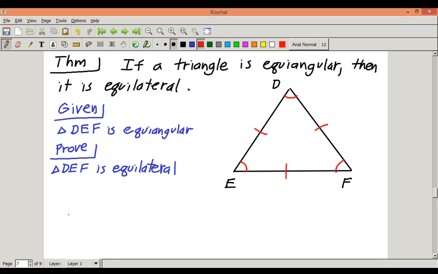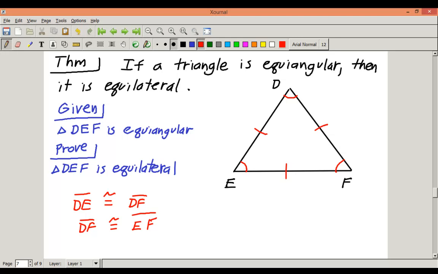And so we had side DE congruent to side DF to begin with. And then we saw that side DF was congruent to side EF by just choosing a different pair of angles that were congruent. So again, by the transitive property, you have segment DE congruent to segment DF, which is in turn congruent to segment EF. And so all three of those segments are congruent by the transitive property. And so that makes that triangle equilateral. So if a triangle is equiangular, then it is also equilateral.